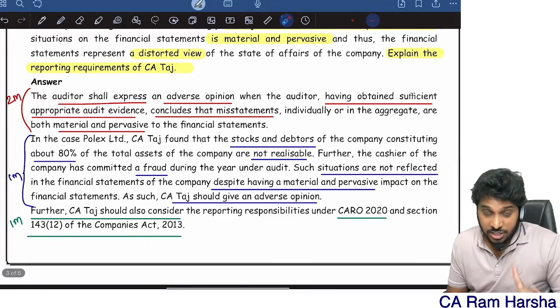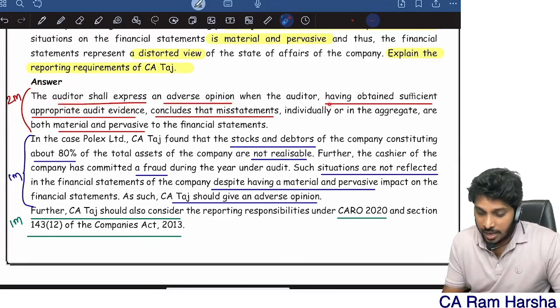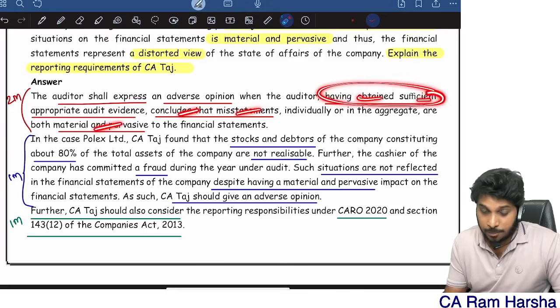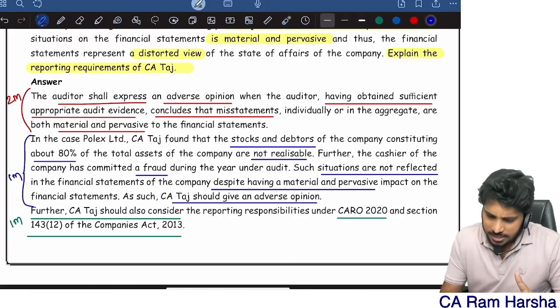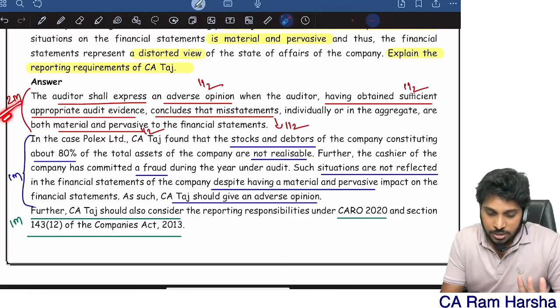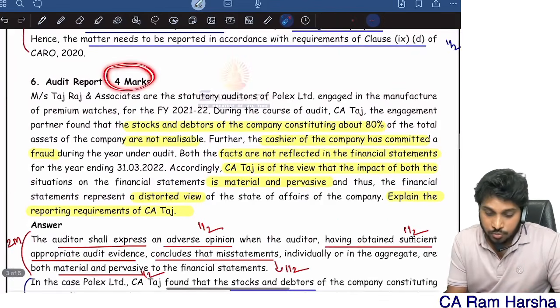So you should write the adverse opinion definition. The auditor shall express an adverse opinion when the auditor, having obtained sufficient appropriate evidence, concludes that misstatements are material and pervasive. If these underlined words are clearly present, mainly shall express adverse opinion, concludes that misstatements are material and pervasive, and obtained sufficient appropriate evidence, let us give more. For this, half mark each: adverse opinion, half mark; concludes that misstatements, half mark; material and pervasive, half mark. Totally 4 half marks were there. If these keywords are present, you will get the first 2 out of 2. Remember, this question is for 4 marks.